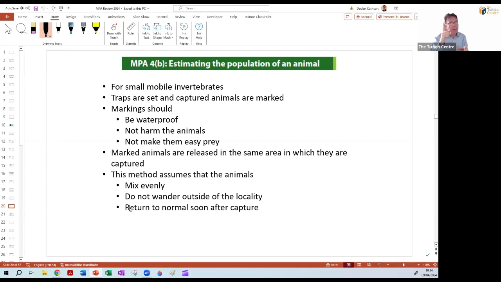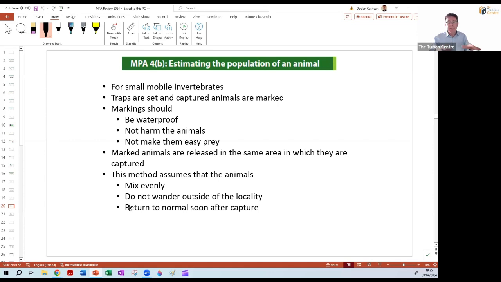Now you need to be careful how you mark them. You don't want to put a big fluorescent red target on them, because local blackbirds are just going to come and take out all the snails on you. You want to mark them in a way that you can identify. The mark will last, but it doesn't disadvantage them or make them easy prey. So something that isn't toxic or going to harm them or make them easy prey, but that is waterproof, all that stuff.